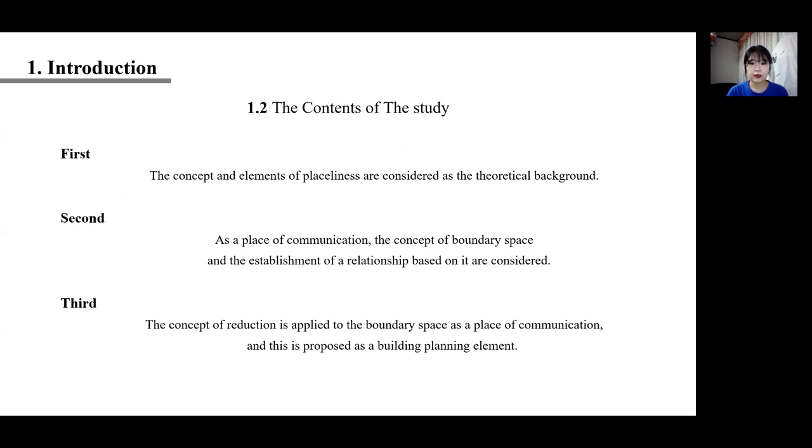The contents of the study. First, the concept and elements of placelessness are considered as the theoretical background. Second, as a place of communication, the concept of boundary space and the establishment of a relationship based on it are considered. Third, the concept of reduction is applied to the boundary space as a place of communication, and this is proposed as a building planning element.